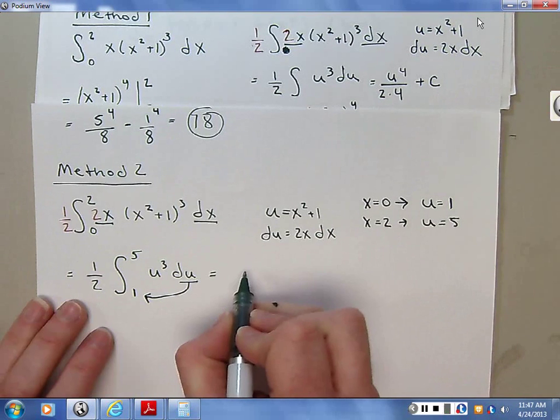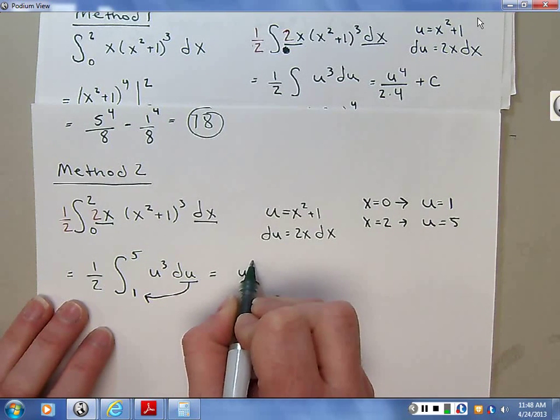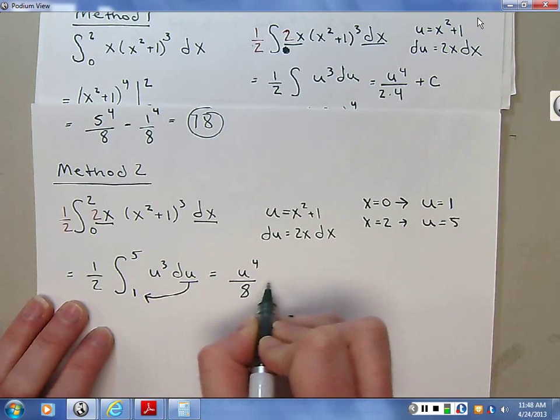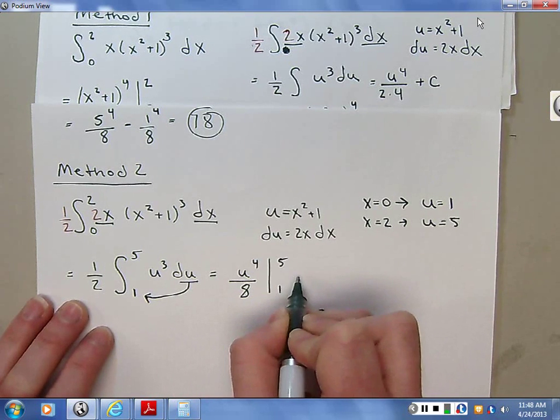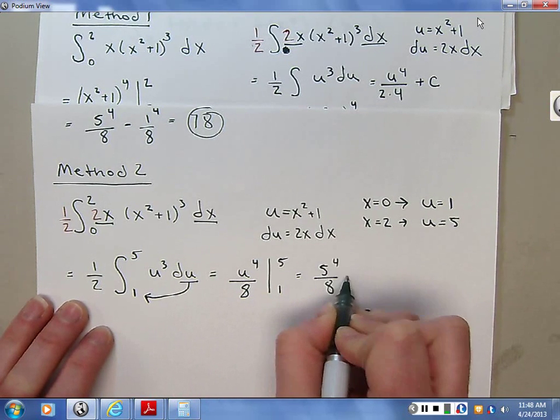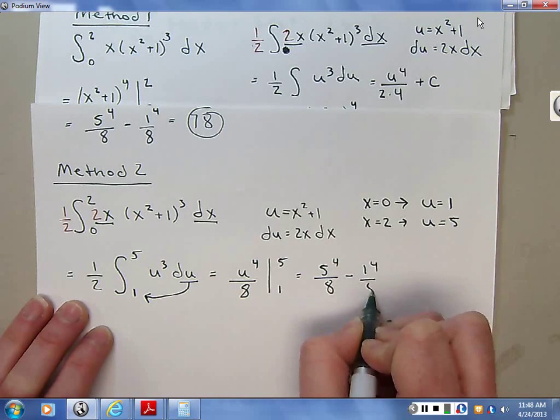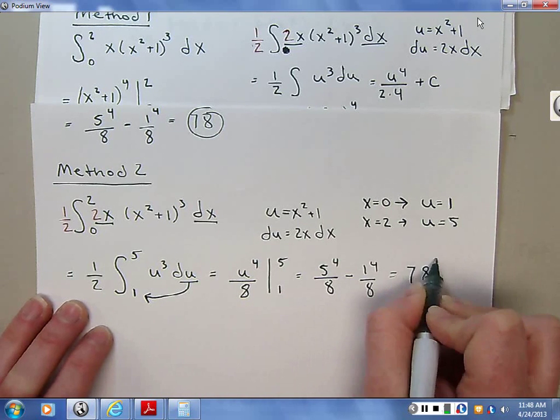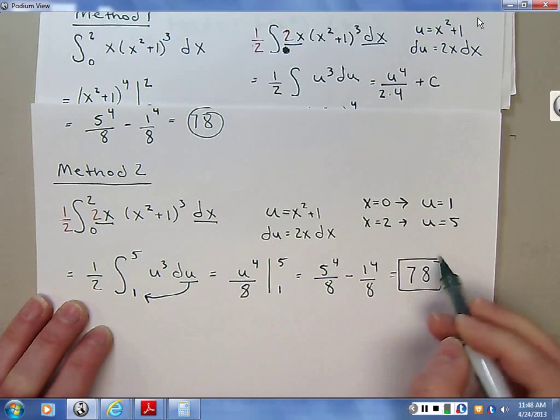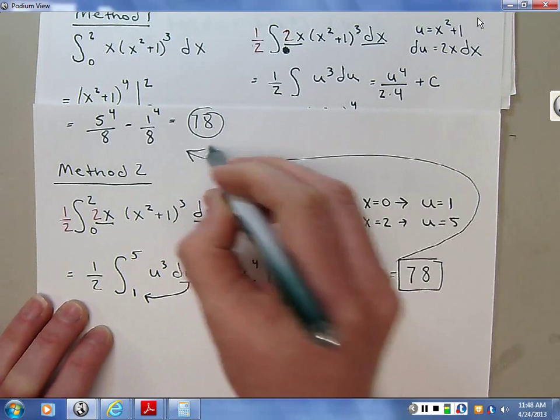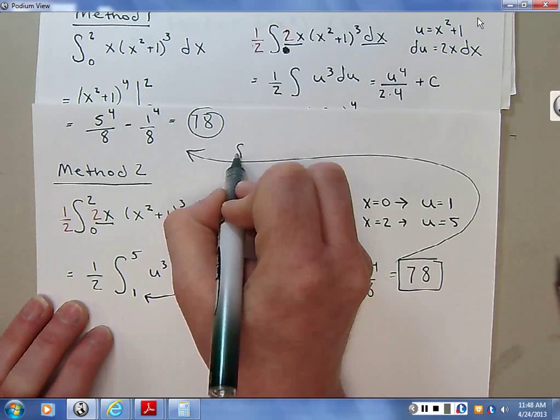So I end up with u to the 4th over 8. I plug in 5 minus 1. So I have 5 to the 4th over 8 minus 1 to the 4th over 8, which ends up with 7/8. Which is the same thing I had up here, right, from method 1.